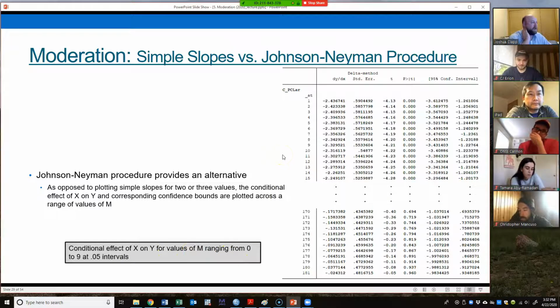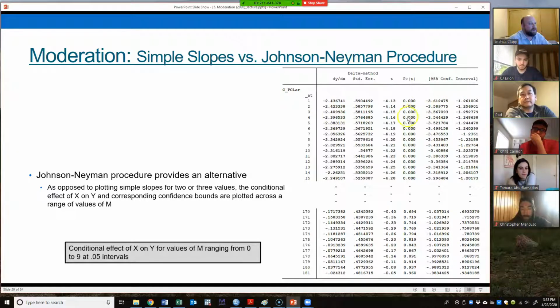The range of my moderator is 0 to 9, min to max. I've told this program, at every 0.05 interval, starting at 0 and ending at 9, to run the simple slope for that value of the moderator. So here's my simple slope of X on Y for moderator equals 0, moderator equal to 0.05, 0.1, 0.15, 0.2, right? And so what we get is a long list of simple slopes and corresponding p-values and confidence intervals.